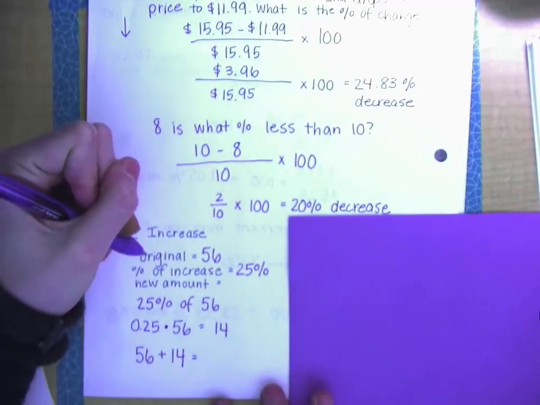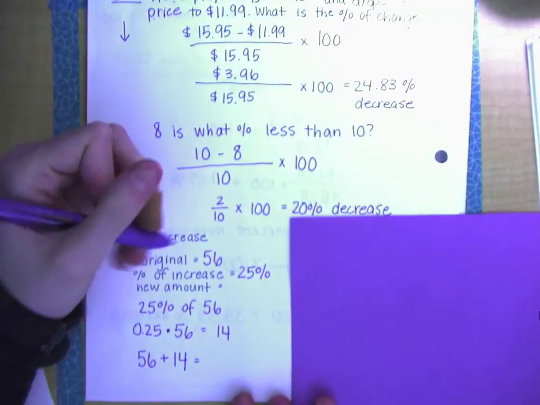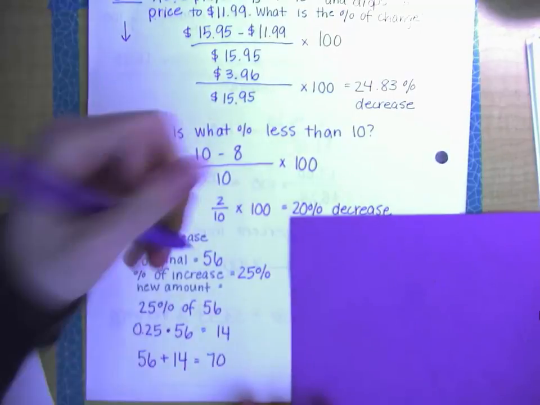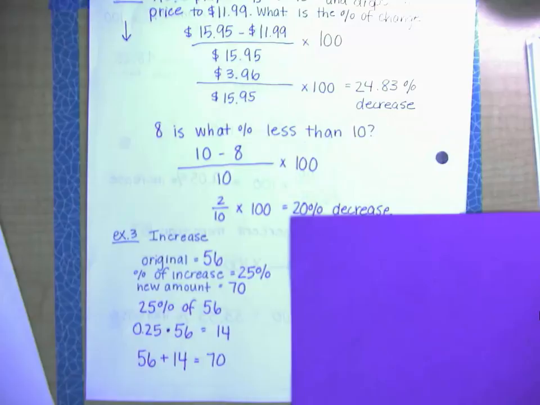Because if we're increasing by 25%, that means we took 25% of 56 and we added it onto 56. So 56 plus 14 would give me what? 70. So that would be my new amount. We started at 56 and it increased by 25% to give us 70.